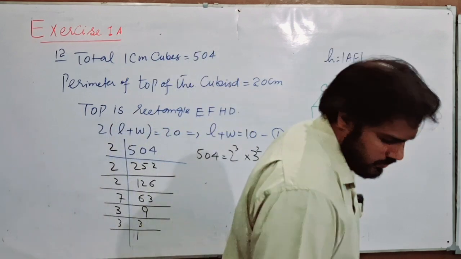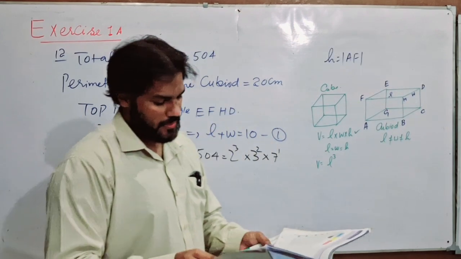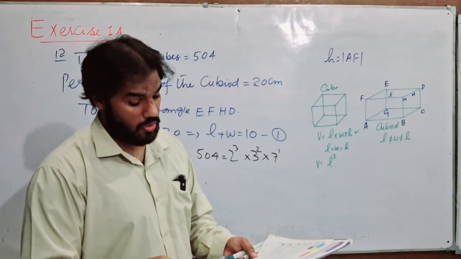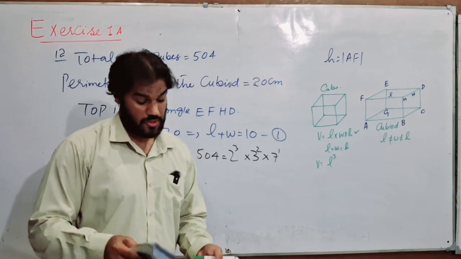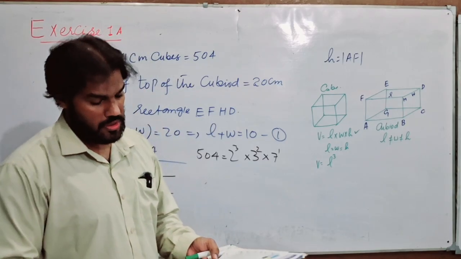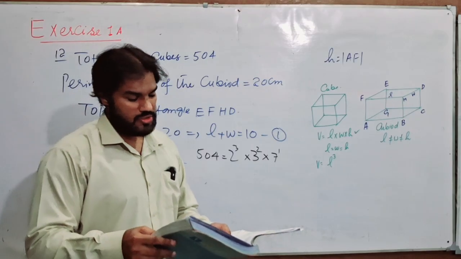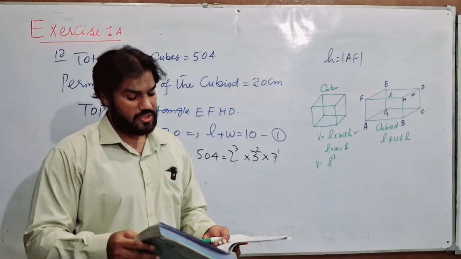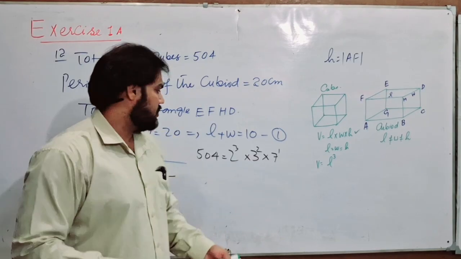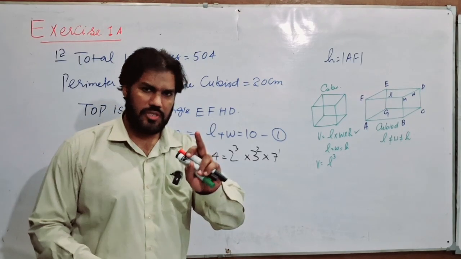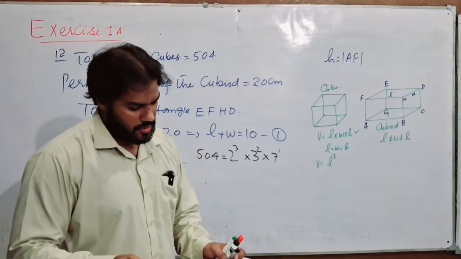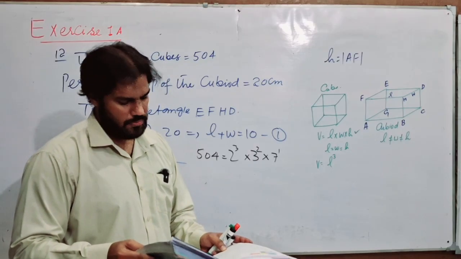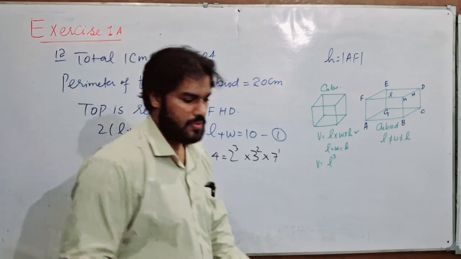Next, I read the remaining question. The perimeter of the top of the cuboid is 20 centimeters. Each side of the cuboid is longer than 2 centimeters. Yes, this is the condition. In the above question, the condition was that each side should be longer than 1 centimeter, and in that question each number in the prime factorization was greater than 1. Here, each side of the cuboid is longer than 2 centimeters. Find the possible height of the cuboid.